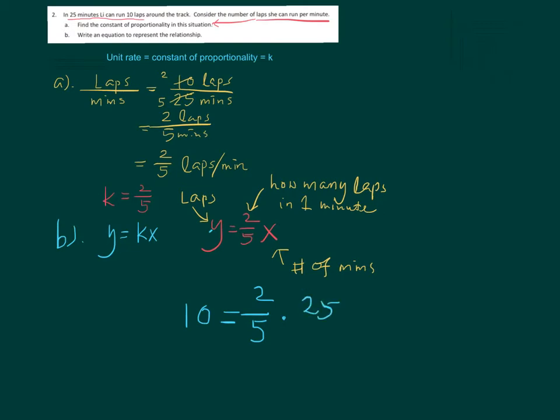25, I'll change it into 25 over 1, and I'll cross cancel. So 5 divided by 5 is 1, 25 divided by 5 is 5, and then I have 2 times 5, and 10 equals 10, and that checks out. So my equation is correct.